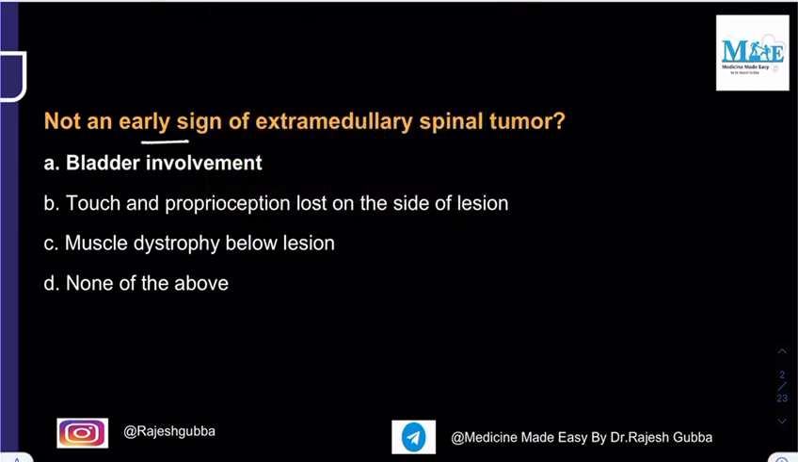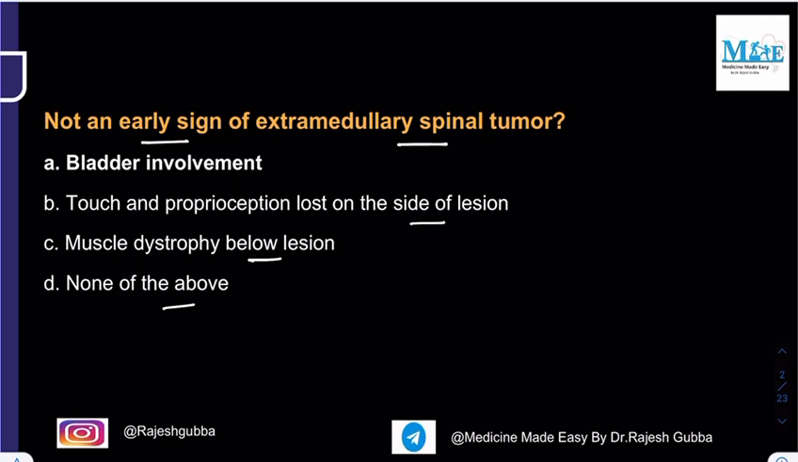Which of the following is not an early sign of the extramedullary spinal tumor? The options are bladder involvement, touch and proprioception lost on the side of lesion, muscle dystrophy below the lesion, none of the above. Now, if you take extramedullary tumors, where do they originate from?